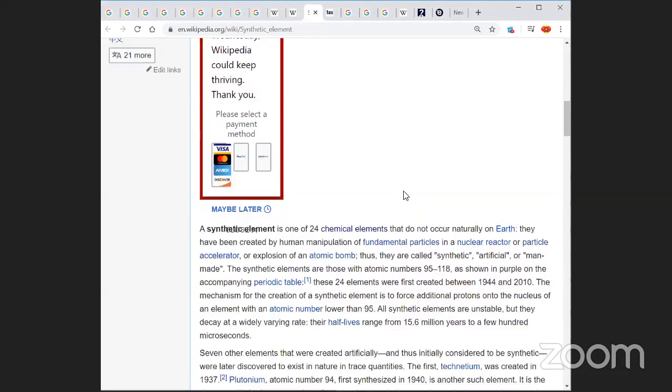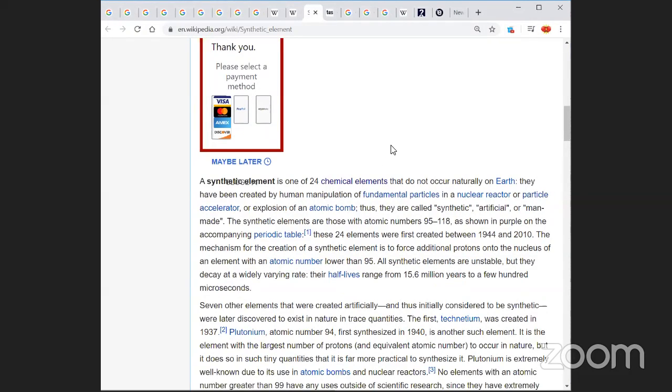Okay, so now when we talk about the 118 elements on your periodic chart, we must talk about what is a synthetic element. It says a synthetic element is one of 24 chemical elements that do not occur naturally on Earth. They have been created by human manipulation of fundamental particles in a nuclear reactor or particle accelerator, or explosion of an atom bomb. Thus, they are called synthetic, artificial, or man-made.